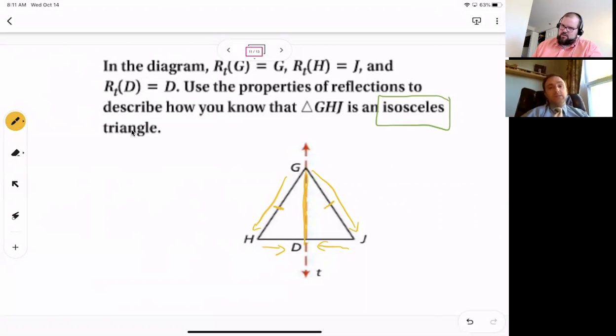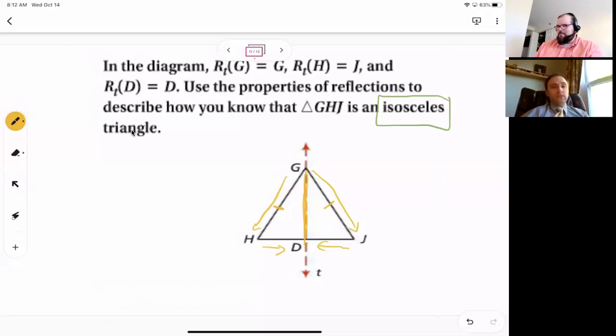That was super fancy words. So is it fair to say if I take the triangle GHD and reflect it across T, I get the triangle GJD, and those triangles are the same, and therefore the slanty parts are the same? I agree.